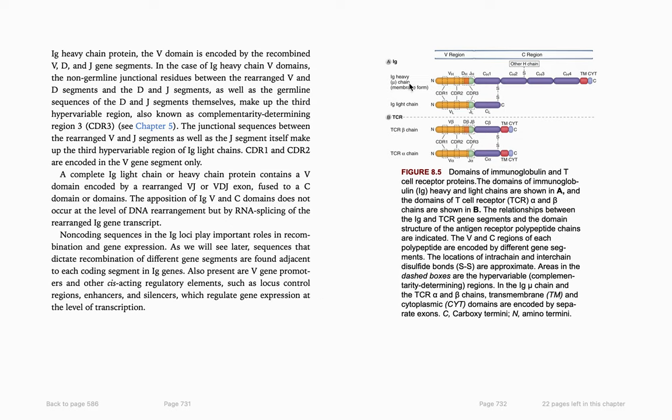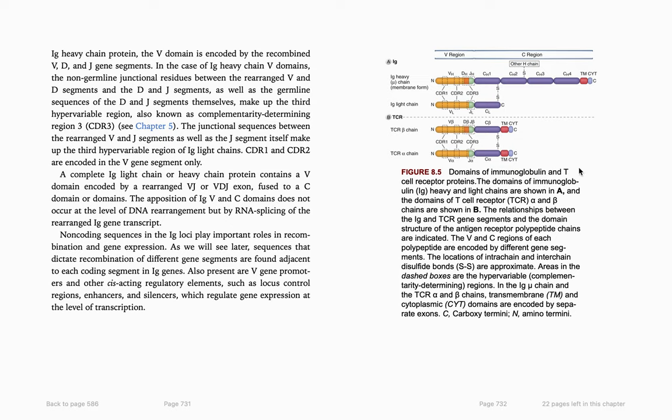So we see this is the IG heavy chain, mu chain membrane form. This is in IG. Now the T cell receptor. We see the T cell beta chain, which has this combination, and the T cell alpha chain, with this combination. This is complementarity determining region 1, region 2, region 3, and V and D together with J. In the heavy chain, you see V, H, D, J, and in the light chain, we see V, L together with J, L. There is no D here.